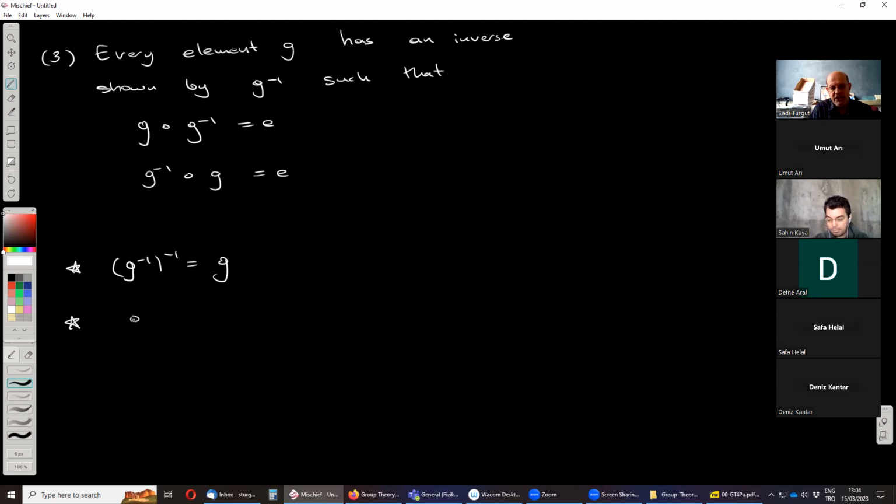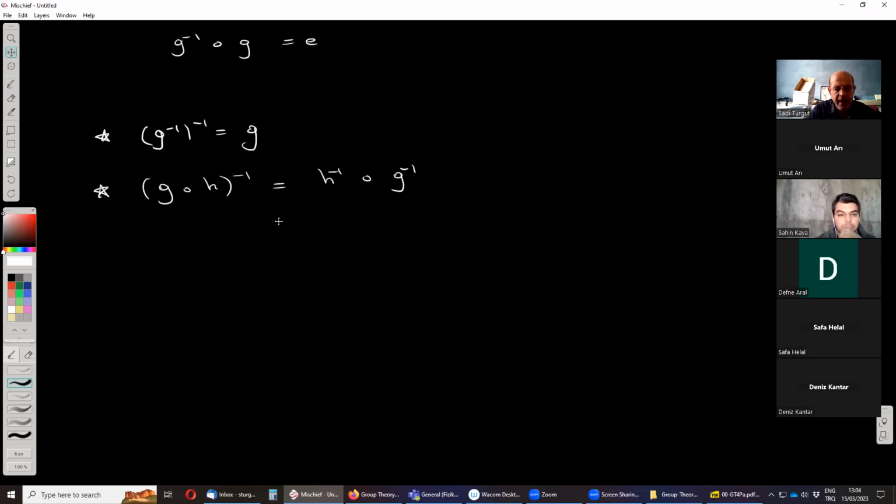There's another relationship in here. Probably you are familiar with this from matrices, for example. If you have a product of two elements, then the inverse is obtained by taking the inverse of the second element operation with the inverse of the first element. I mean, we are changing the order in here, so that's important, because commutativity is not really valid for some groups.